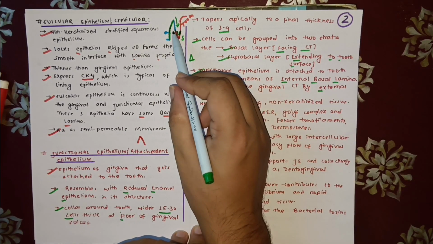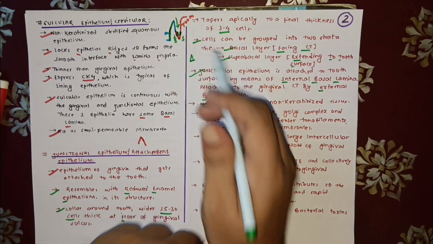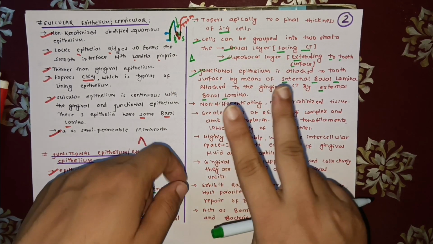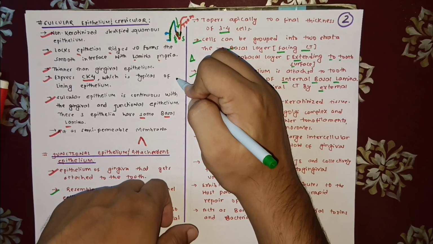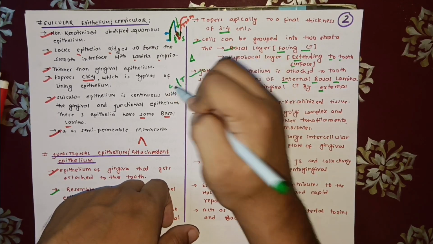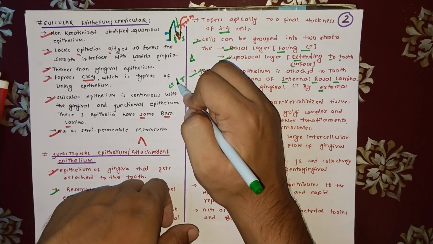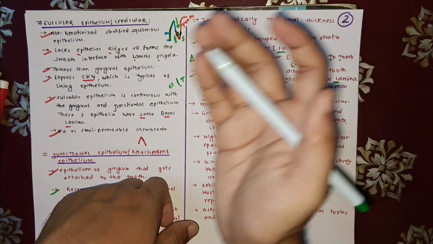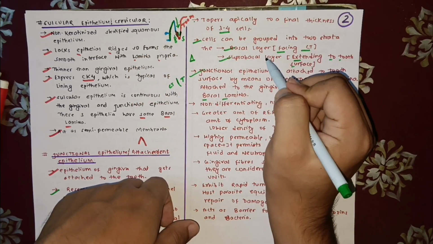So at this portion we have external basal lamina. Okay, so I will repeat once again so you will be more clear. If this is a junctional epithelium, and here is a tooth and here is a connective tissue, then towards the tooth side it is called the suprabasal layer, and towards the connective tissue side it is called the basal layer.